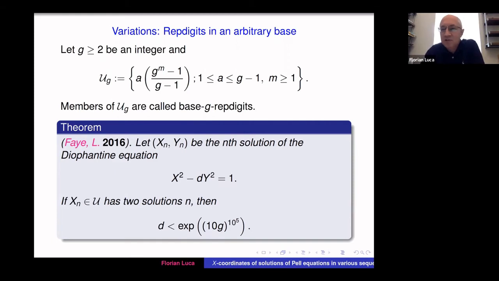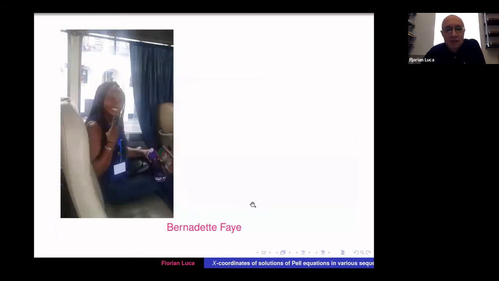But if you have 10 to the 10 to the 100, then you cannot do a computation. But there are other ways to go around it.